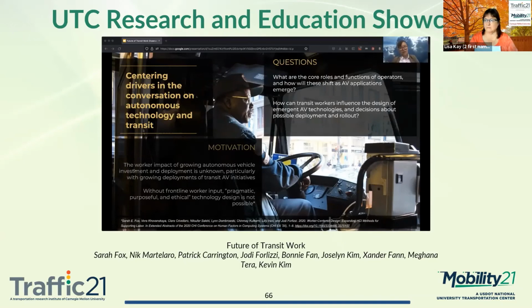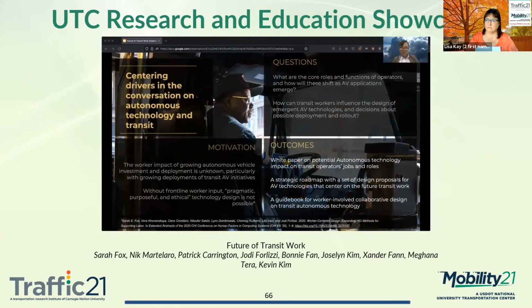A few outcomes of this project will include a white paper on potential autonomous technology impact on transit operators' jobs and roles, a strategic roadmap with a set of design proposals for AV tech that center on the future of transit work, and a guidebook for worker-involved collaborative design on transit and autonomous technology.